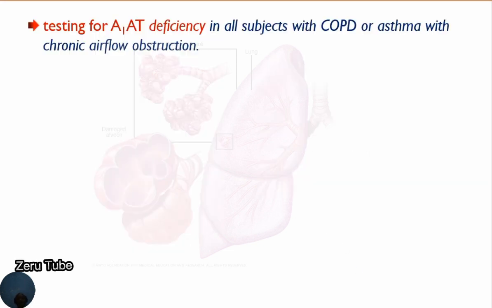So test for alpha 1 antitrypsin deficiency in all subjects with COPD or asthma with chronic airflow obstruction. Alpha 1 antitrypsin deficiency is most common in COPD patients. Asthma with chronic airflow obstruction should be checked for alpha 1 antitrypsin deficiency.